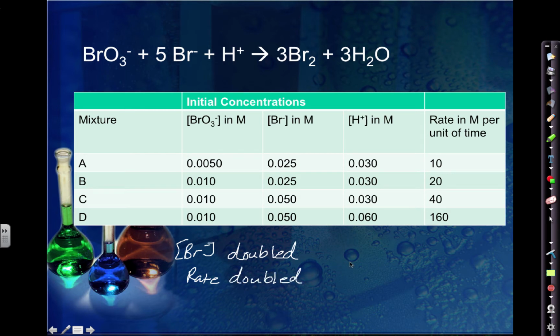So that means that Br, the concentration of this, went up by a factor of 2 to some power, and then the rate also happened to double. Well, the only power that could be would be 1. So that means that Br minus would also be a first order reaction.